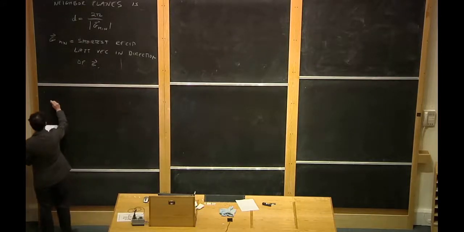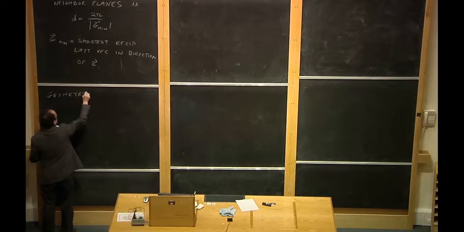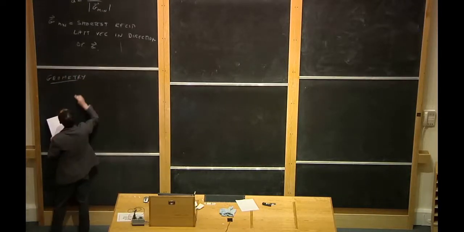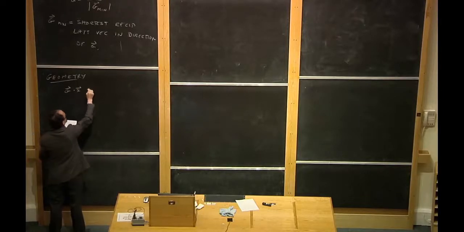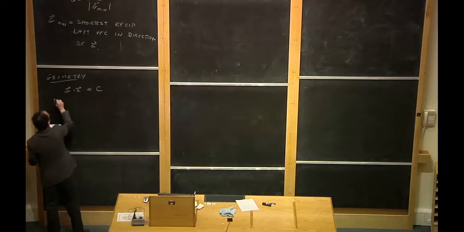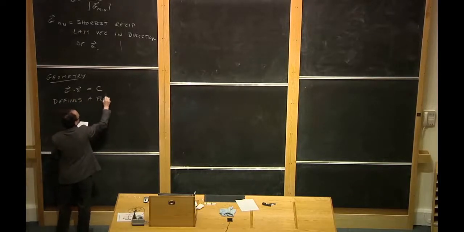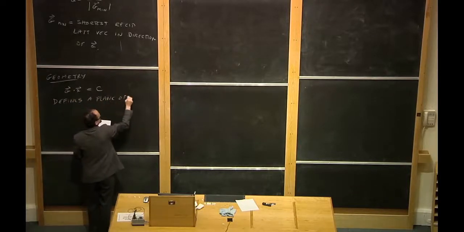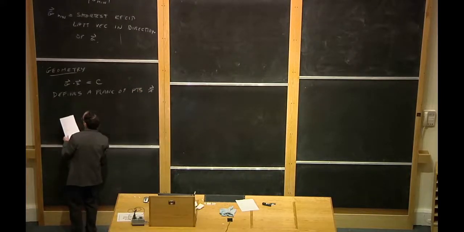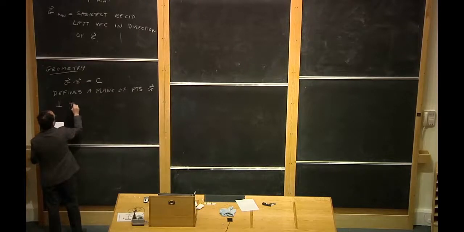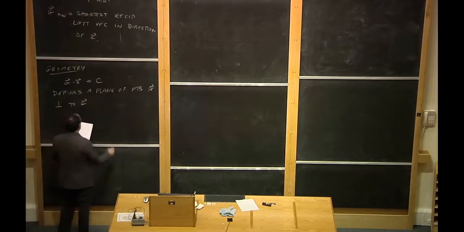So this is just a proof by geometry, a little bit of geometry that you probably remember. First of all, let's define a plane. Pick our vector G. G dot x equals a constant c defines a plane of points x perpendicular to G.